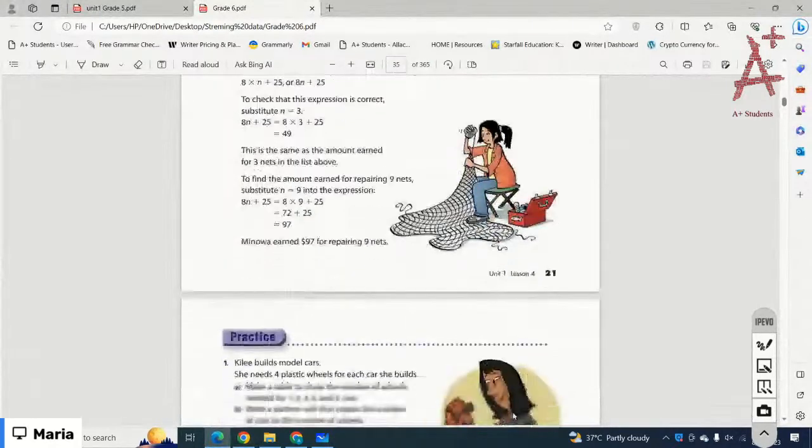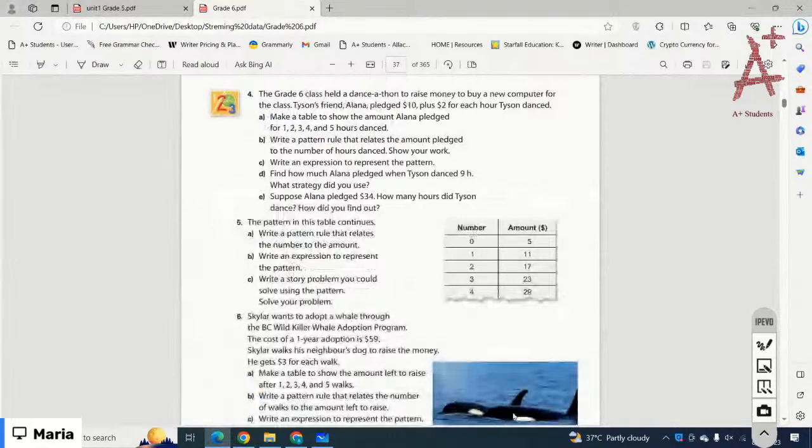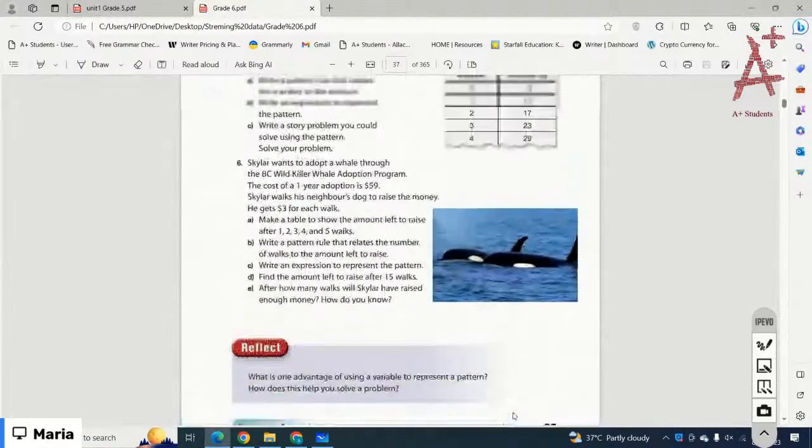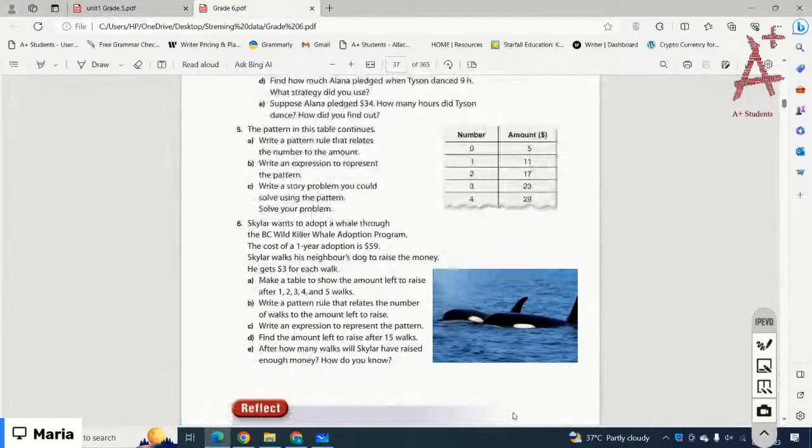The next one is question number 7. Okay, Scalar wants to adopt a whale through the BC Wild Killer Whale Adoption Program. The cost of a 1 year adoption is $59. Scalar walks his neighbor's dogs to raise the money. He gets $3 for each walk. Make a table to show the amount left to raise after 1, 2, 3, 4, 5 walks. Write a pattern rule.